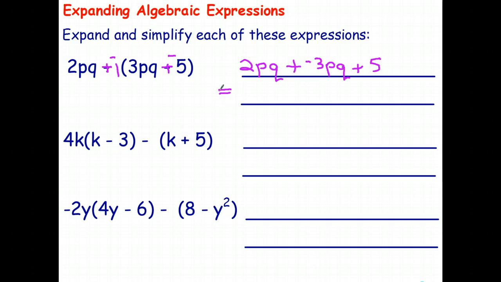Okay, let's simplify. I've got 2pq plus -3pq. Well, what is 2 plus -3? I've got $2 in one pocket, a debt of $3 or a bill for $3 in the other pocket. So I pay off as much as I can, but I still have -1, a debt of $1. So 2 plus -3 is -1, plus 5. Okay, well that's correct. We can probably simplify it a little bit. We don't normally write the 1, so I'll just write that as -pq plus 5, and we'll leave it like that.